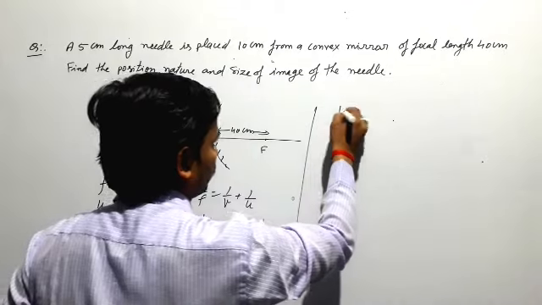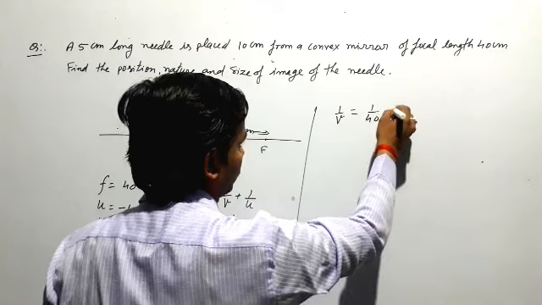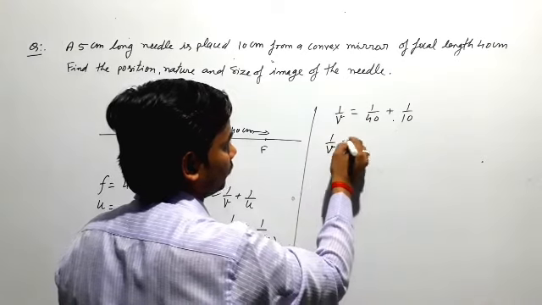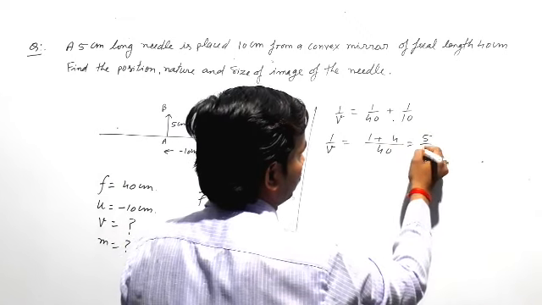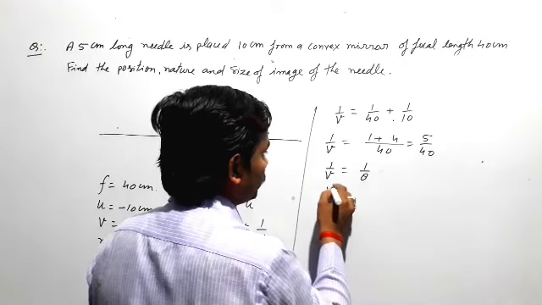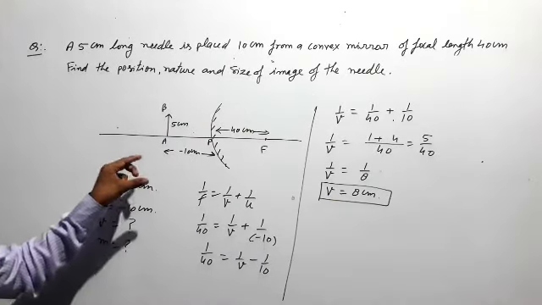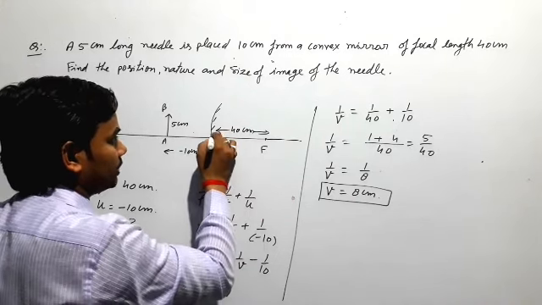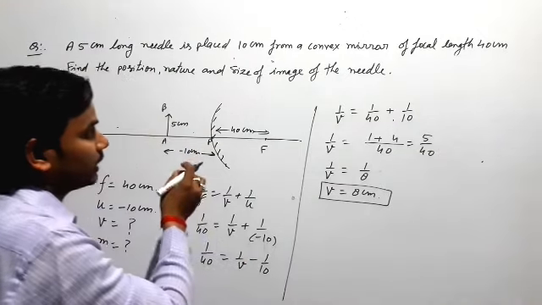So this will be 1 by v equals to 1 by 40 plus 1 by 10. Okay, so 1 by v equals to, this will be 1 plus 4, this is 5 by 40. So 1 by v equals to 1 by 8. So v equals to 8 centimeter. So the position of the image will be 8 centimeter and it is positive. So we say that the image will be on the right side of the pole. Okay, now we have to calculate the nature and size of the image.